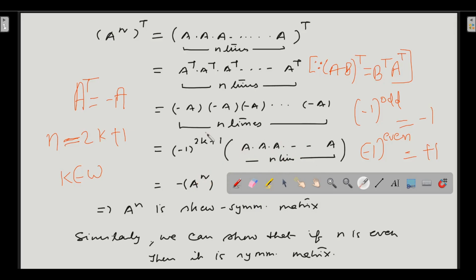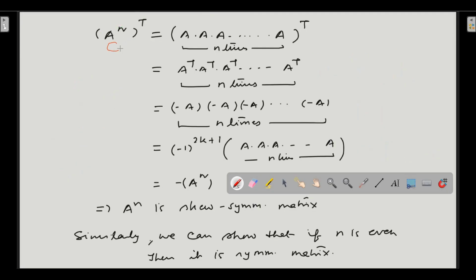Now have a look at this particular expression. A to the power n transpose is coming out to be equal to minus A to the power n. Now let us assume that this A to the power n is equal to C. So minus A to the power n means minus C. So C transpose is equal to minus C.